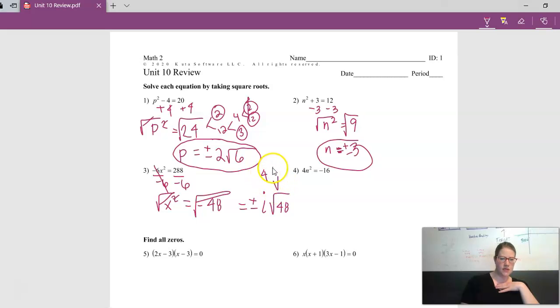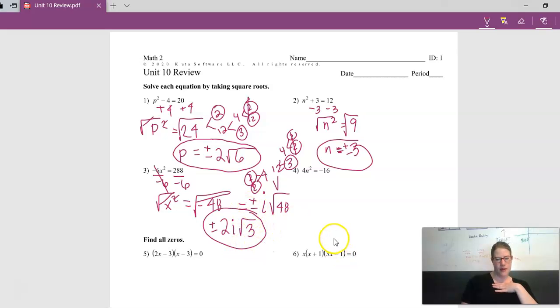Now 48 will simplify a little bit. It is 4 times 12, and then 4 is 2 and 2. 12 is 4 and 3, and then 4 is 2 and 2. So in this case, I have a pair of 2's here and a pair of 2's here, which means I can pull out 2 twice. Remember, I multiply them together. So I'm going to have a 2i on the outside, and then this 3 right here would have to stay inside. So plus or minus 2i square roots of 3.